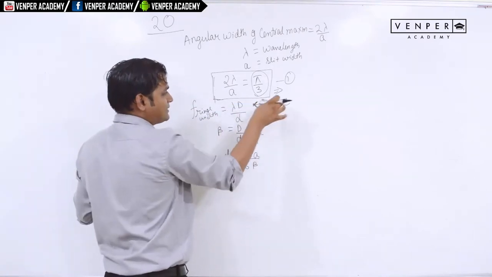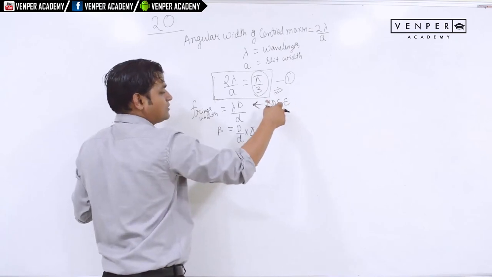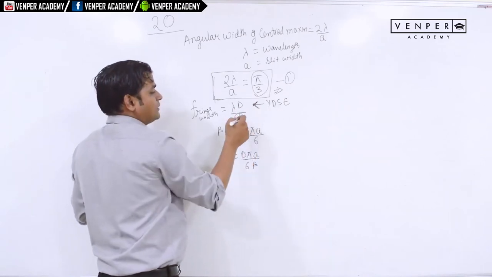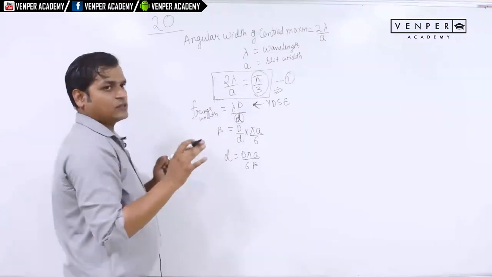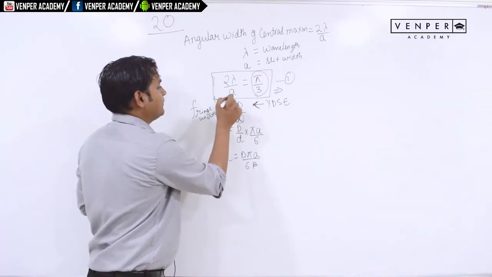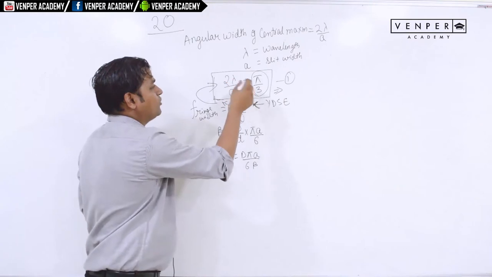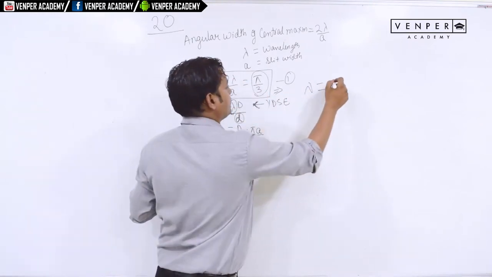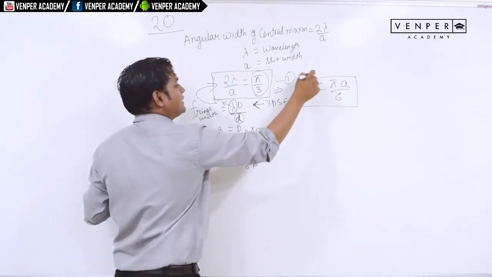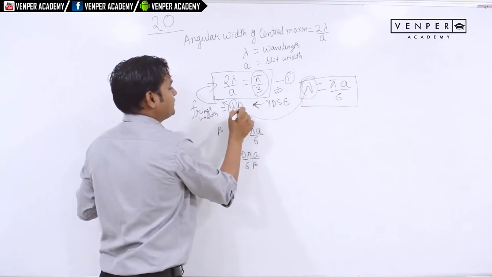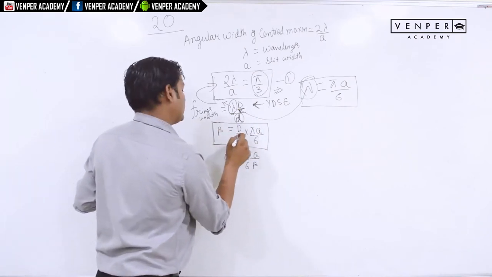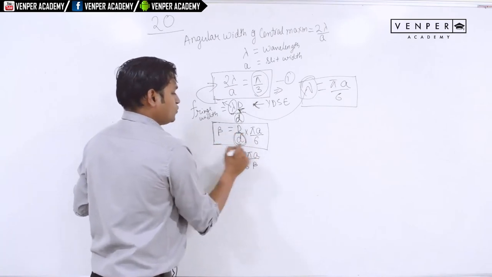Next, in case of the Young double slit experiment, YDSE, we know that fringe width is equal to lambda D upon d, where D is the separation between the screen and the slits, and small d is the separation between the two slits. From here we don't know lambda, but from the angular width we can calculate the value of lambda. Lambda is equal to pi a by 6. Next, put this lambda in the fringe width formula, and because the fringe width is given, from here you can calculate the separation between the two slits.